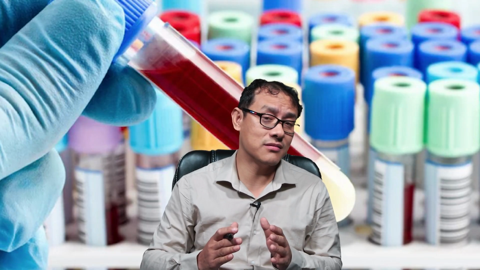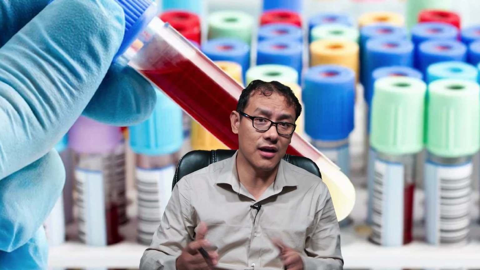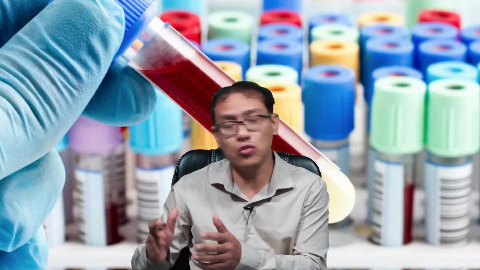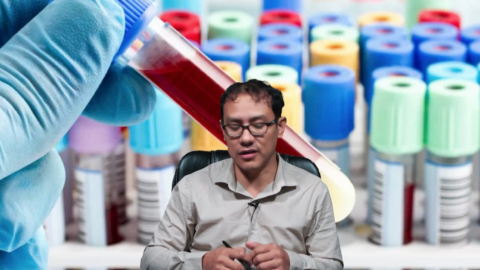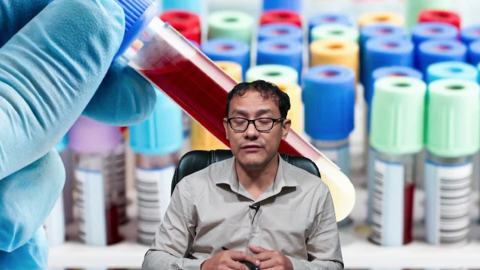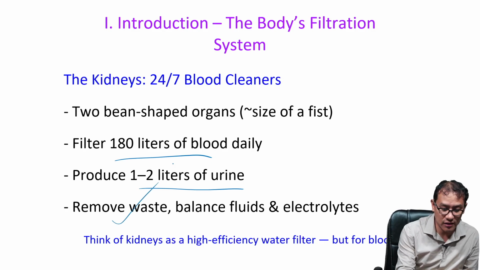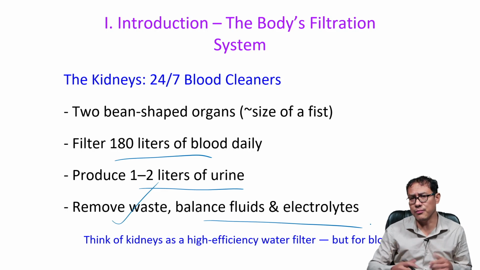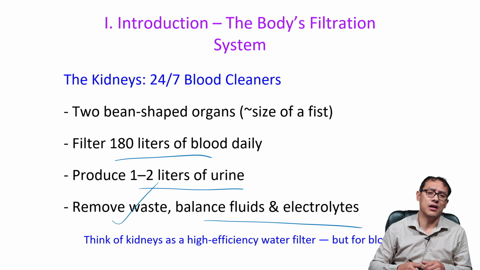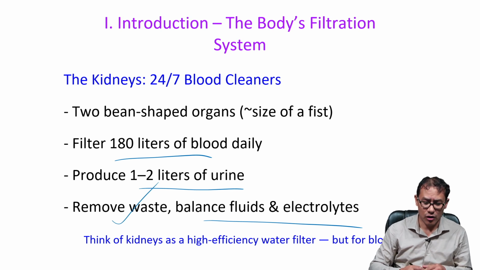180 liters of blood is filtered by the kidney, and out of that only 1 to 2 liters of urine is excreted daily. So reabsorption is also there, which we will see further in the slides. So it removes the waste, it balances the fluid and electrolytes, and it has lots of important components which are essential for the life of the body.